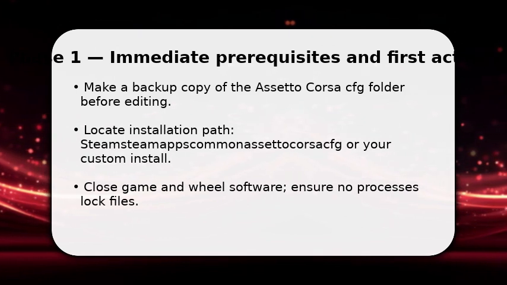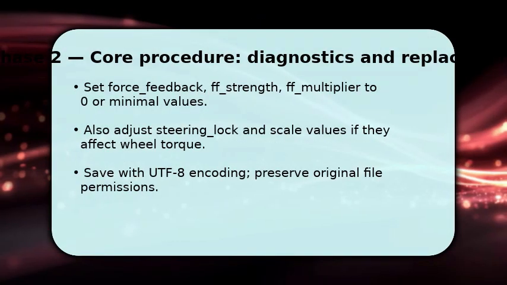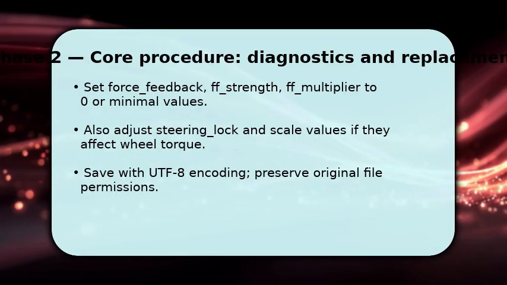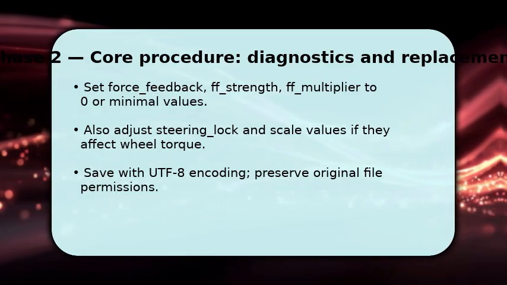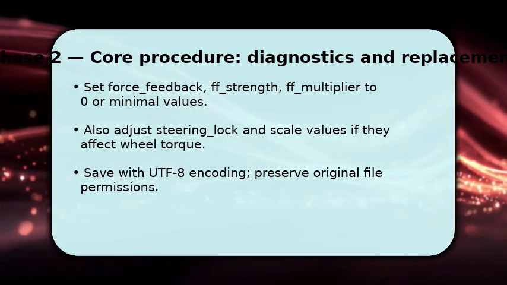This is the first actionable step, because changing these lines is what removes it. You now adjust the core values. Locate lines named force feedback, FF strength, or FF multiplier, and change them to 0. This removes the FFB signal in most builds.